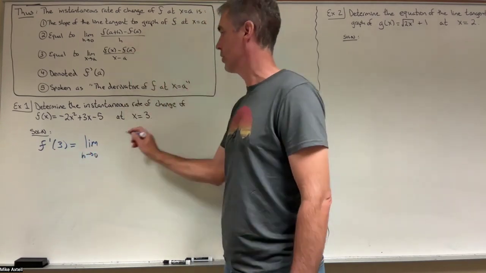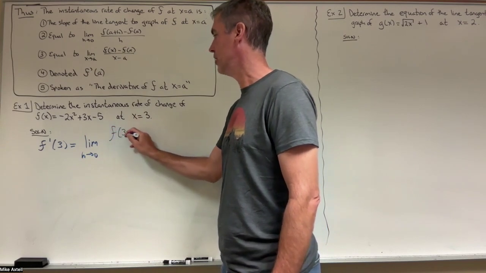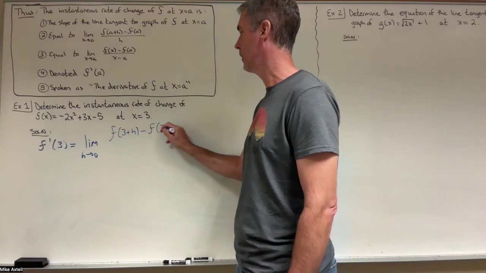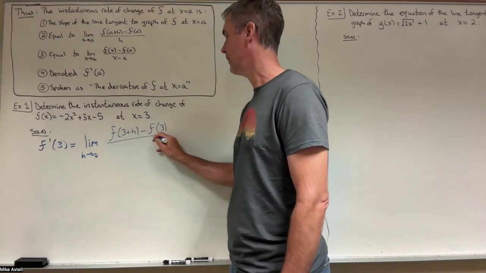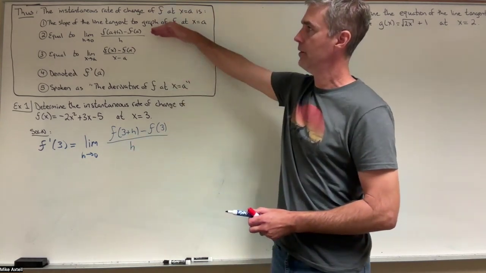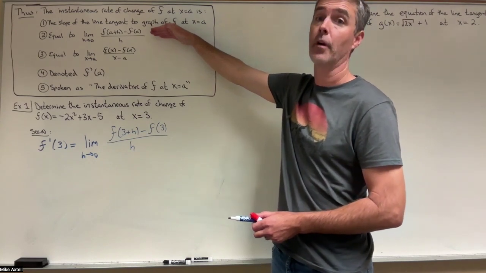Well, according to this, I'm going to do f of 3 plus h, there's my a plus h, minus f of 3 all over h, okay? So all I did was I took this limit in number 2 here and replaced a with 3.